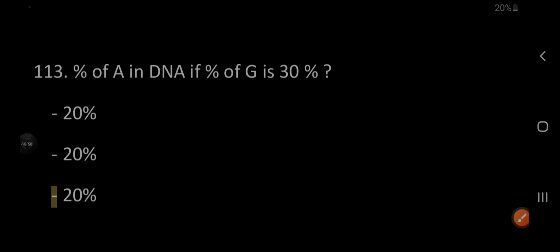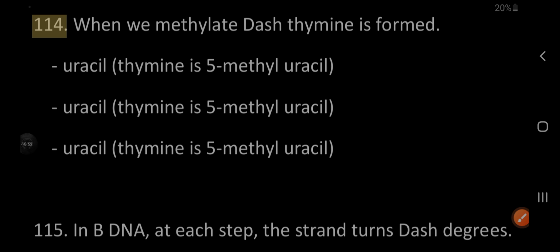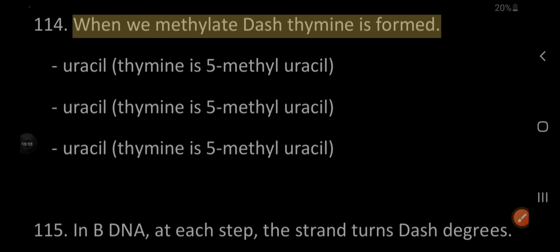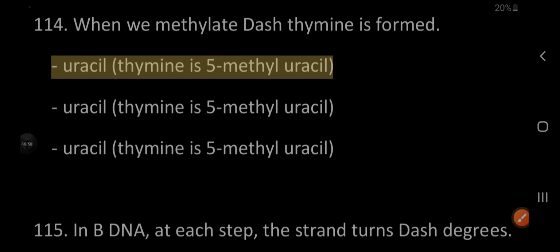114. When we methylate dash, thymine is formed. Uracil. Thymine is 5-methyl uracil.